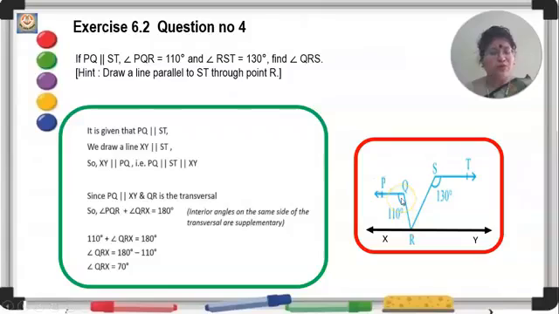So if angle Q here is 110 degree, what will be the measure of angle QRX? It will be 70 degree because interior angles on the same side of the transversal are supplementary. Now, after having found this, in the next step, we will find out the measure of angle SRY. Have a look.